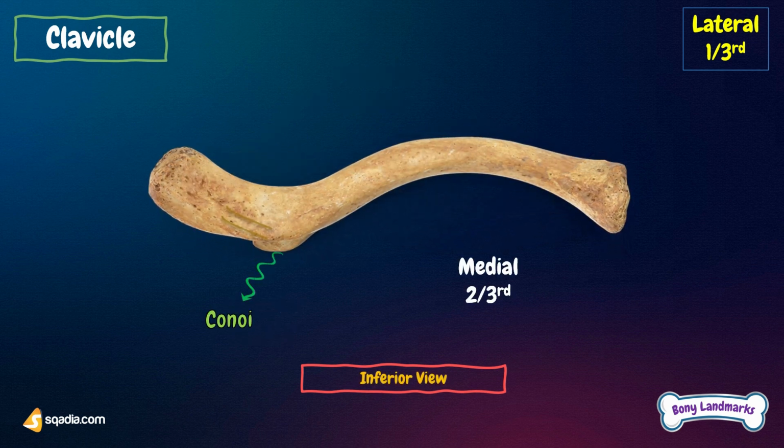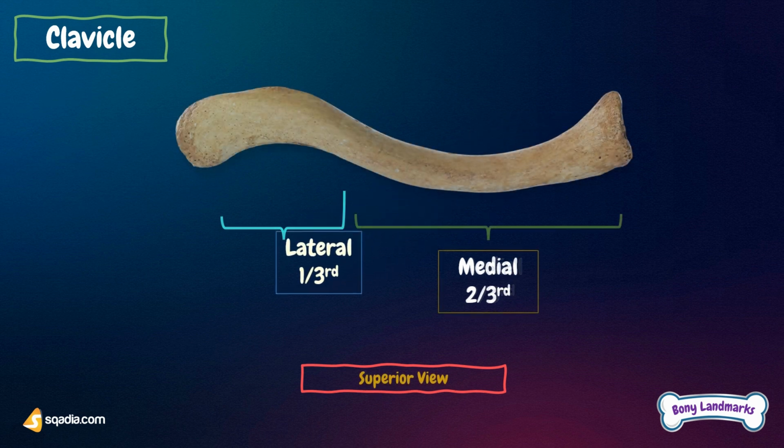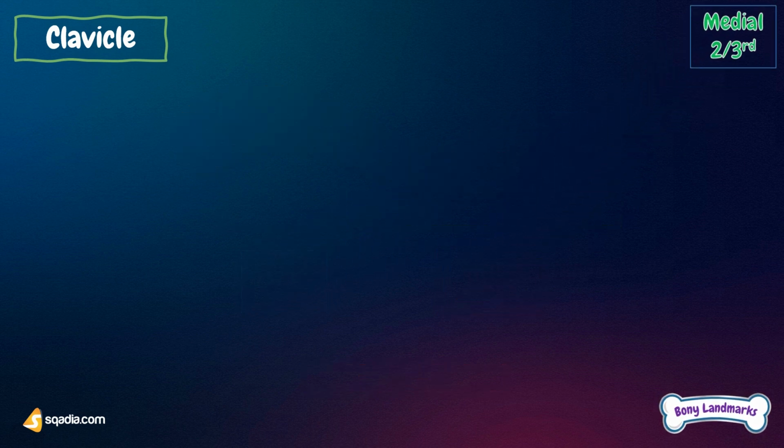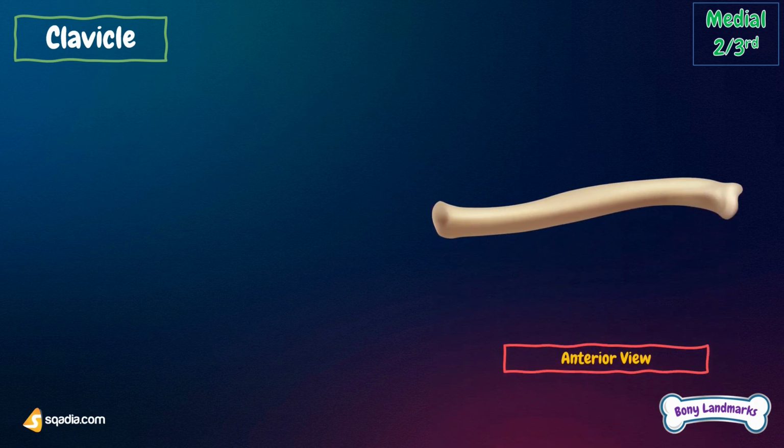This part of the bone has two surfaces, superior and inferior. The superior surface is subcutaneous, and the inferior surface presents an elevation called the conoid tubercle, and a ridge called the trapezoid ridge. As for the medial 2/3 of the shaft, it is rounded and is said to have four surfaces.